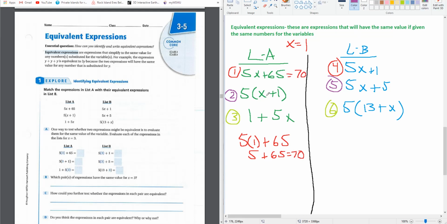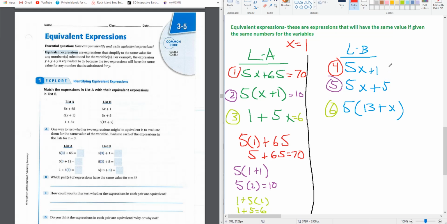Next, I'm going to try number 2. So 5 times, parenthesis 1 plus 1. Again, I'm plugging in 1 for my x because that's what I chose. And this will be 5 parenthesis, so 1 plus 1 happens first, so 2. 5 times 2 equals 10, so this is 10. And then 1 plus 5x, that one was in light green. So I'm going to be 1 plus 5 times 1. 1 plus 5 times 1 is 5, so that equals 6. So that's 6.